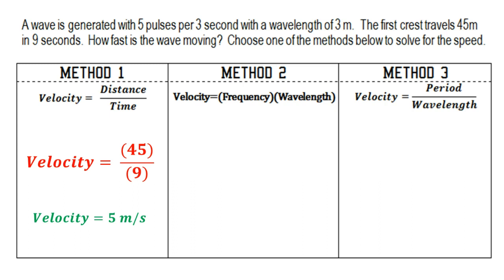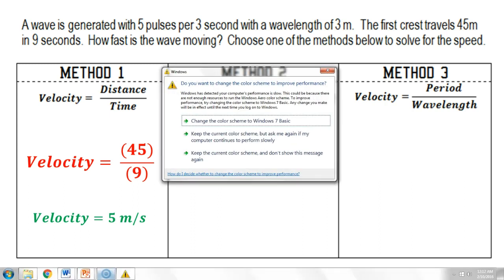With the next method, we have velocity equals frequency times wavelength. We need to know the frequency and we need to know the wavelength in this case. What's confusing about this problem is it doesn't flat out say, here is the frequency. It tells us our wavelength is 3 meters, which is good because it could be confusing. The wavelength is 3 meters, but the crest traveled 45 meters. There may be the same unit in a problem like this.